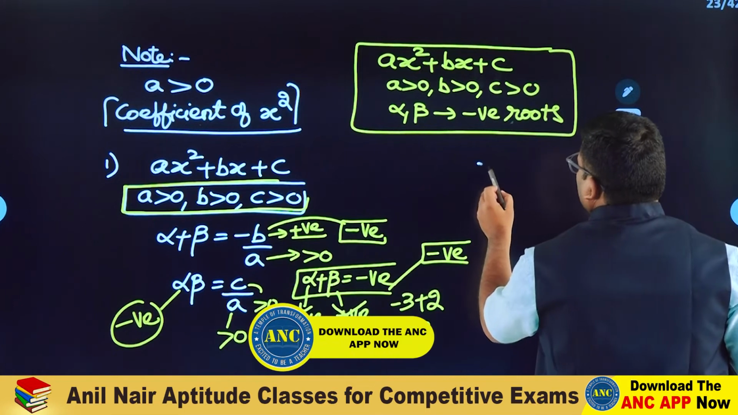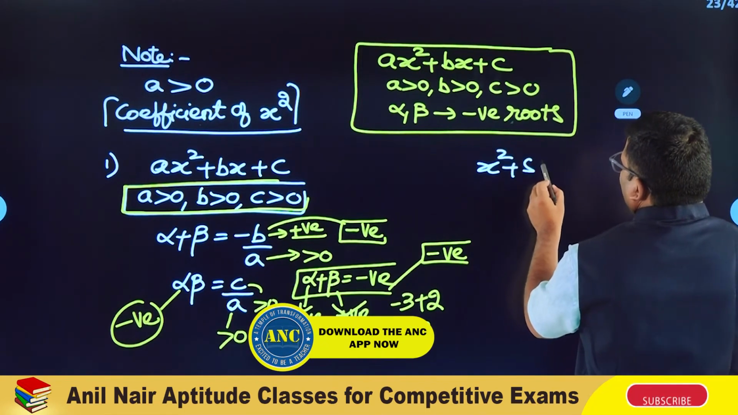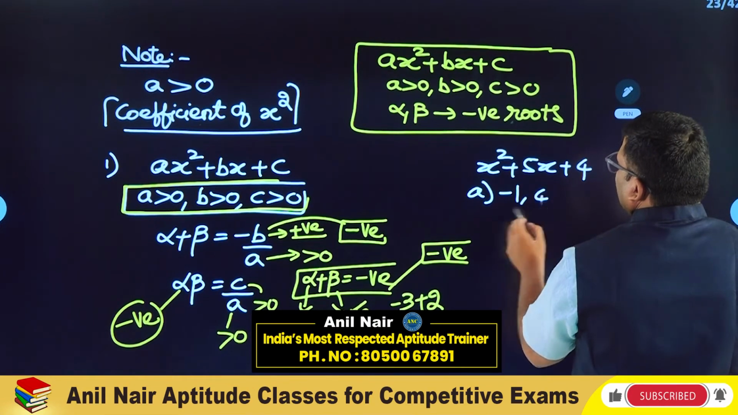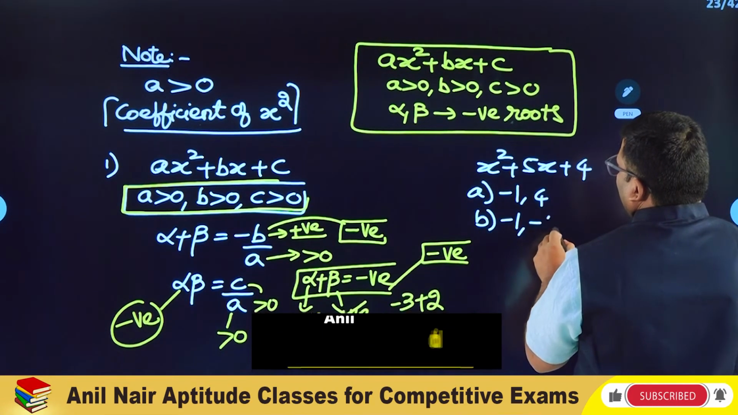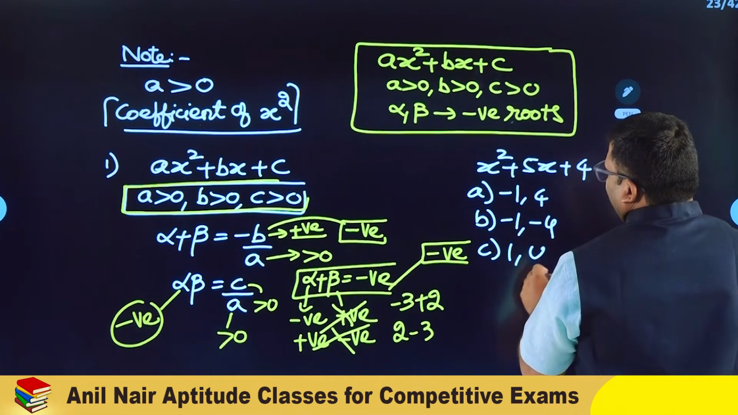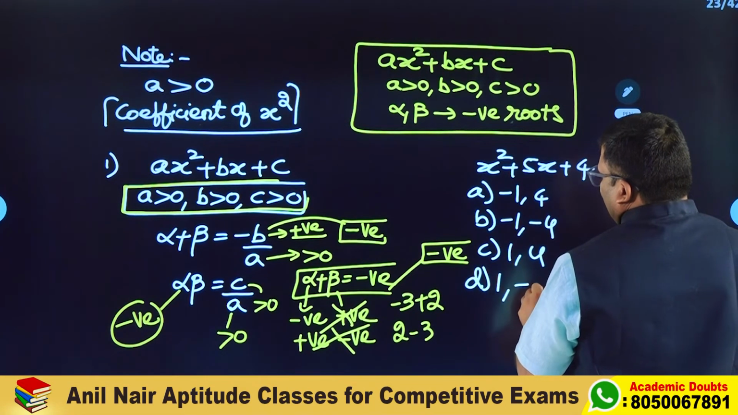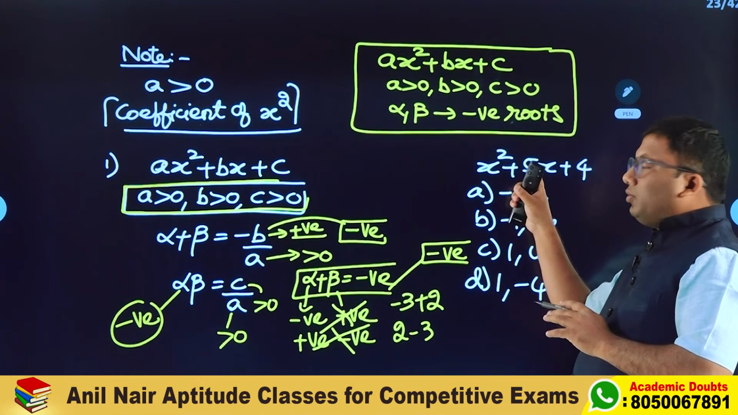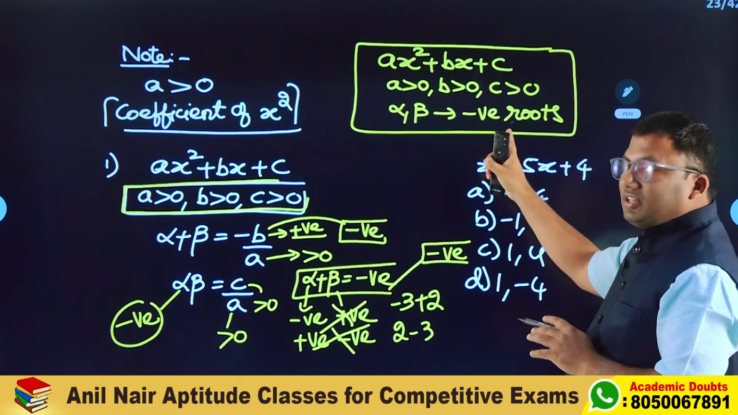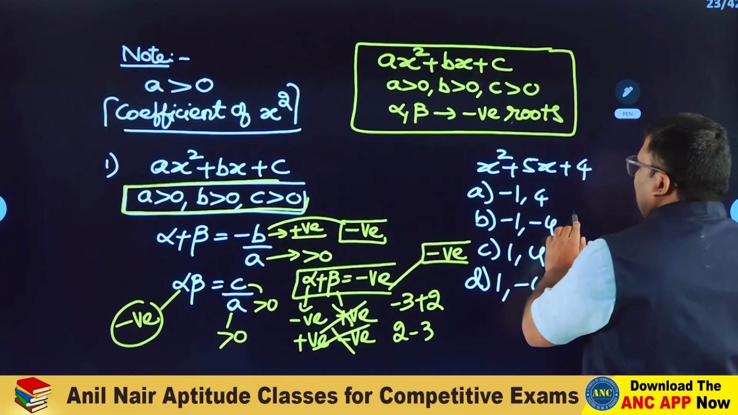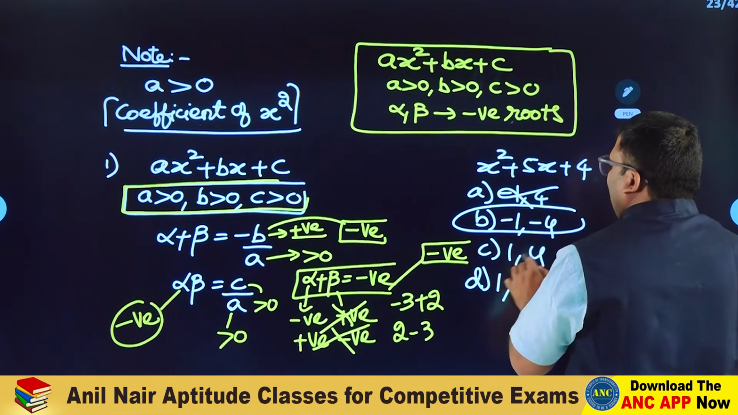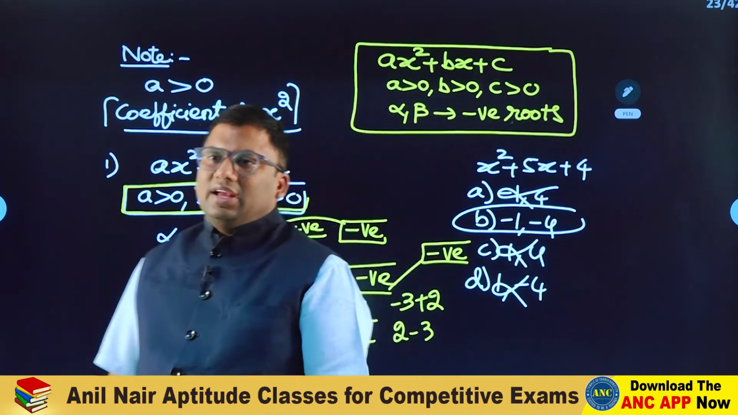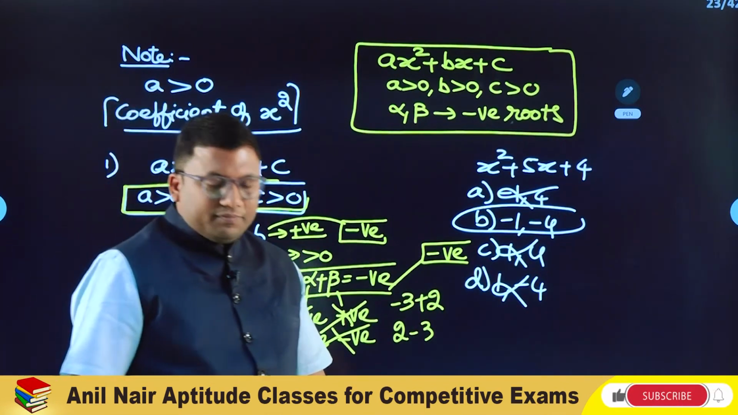Simply if the question is x square plus 5x plus 4, if the options are like this, minus 1, 4, minus 1, minus 4, 1 comma 4, 1 comma minus 4, no need to do anything. A is positive, B is positive, C is positive. Both the roots will be negative roots. Eliminate all the other answer options. Please write down. Very, very important key point.